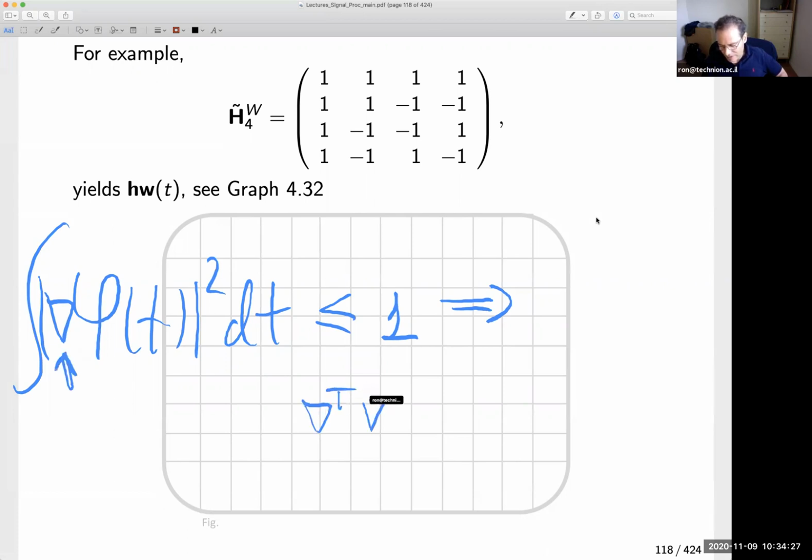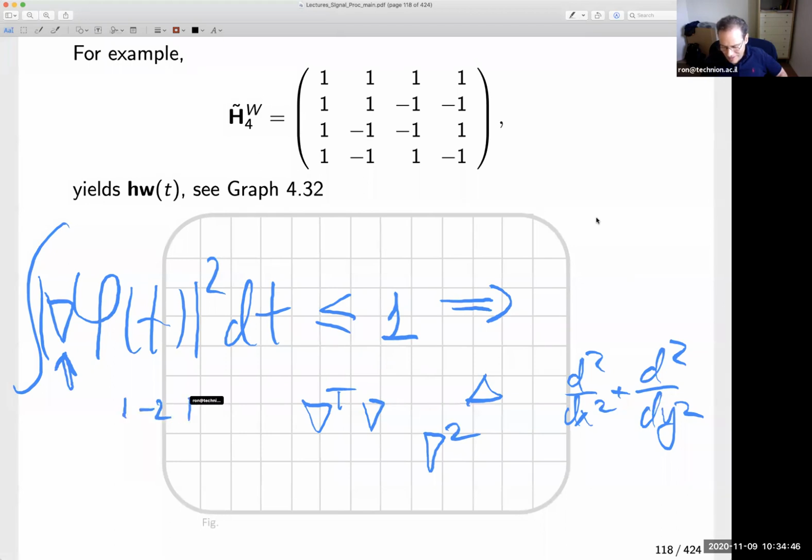sometimes, or we write it like that, or we write it like that. It depends how we, or we write it like d over dx squared plus d over dy squared. It doesn't really matter, or you write it like -1, sorry, like that. It doesn't really matter how you write these kind of operators. All of them have the same name. They are called the Laplacian.